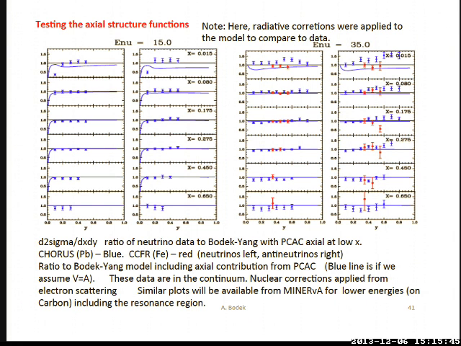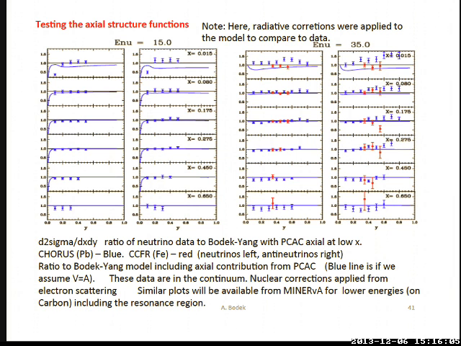Sorry, may I ask you a question? When you calculate the cross sections, you also need to know R. Yes. For neutrino. How do you know R? Well, we use R from electron scattering, and from the world analysis of electron and muon scattering, that's all we have.